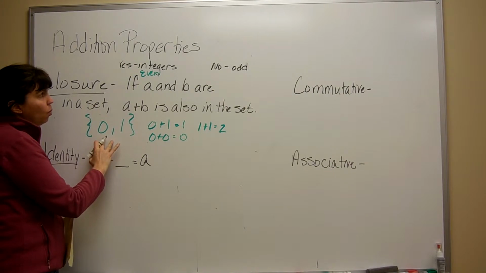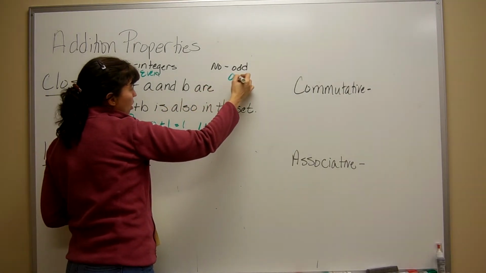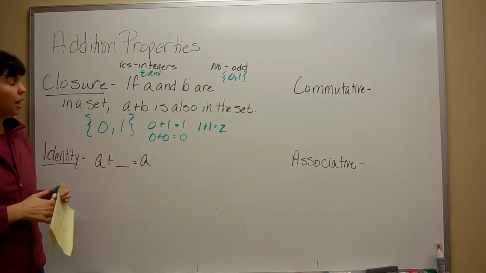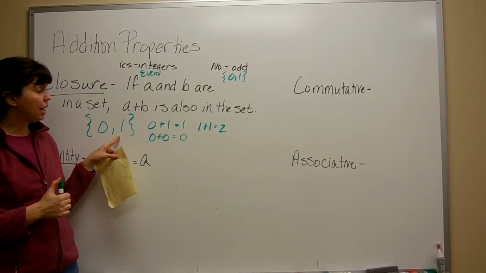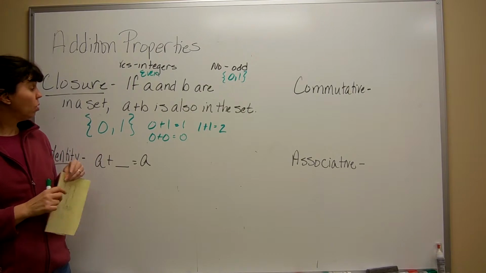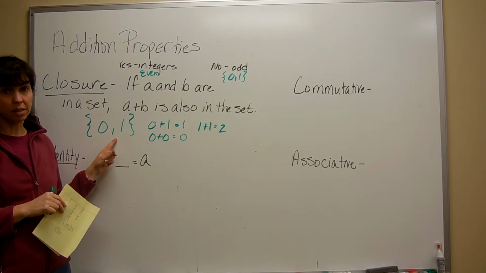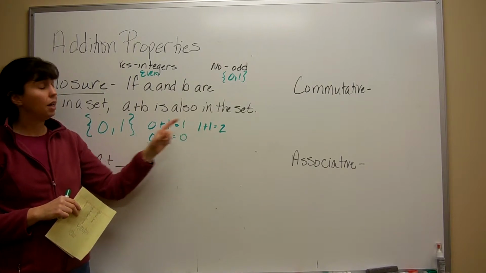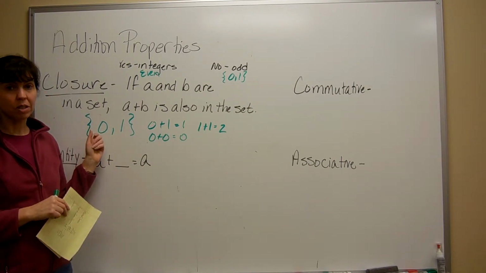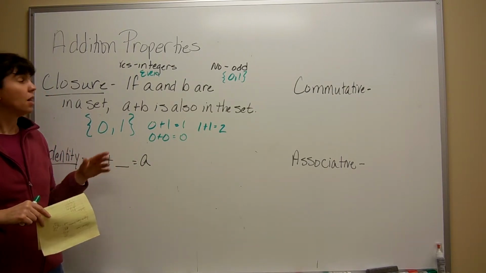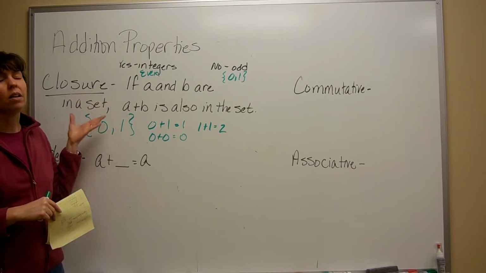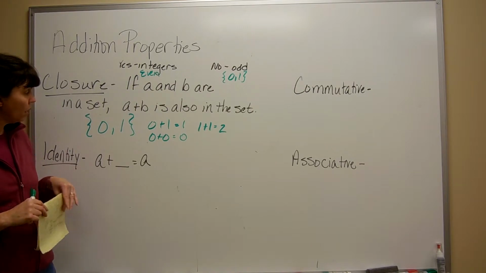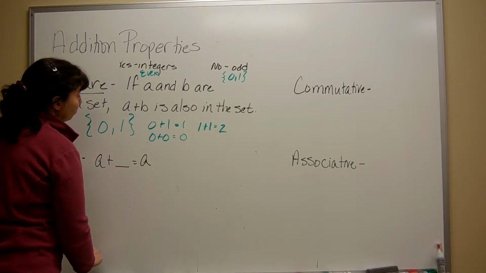So the set {0, 1} would not be closed under addition, because it is possible to take an element of that set and add it and not get an answer in the set. So it's okay that I used the same element twice. That's allowed. But what's not okay is that the answer I got was not in my original set. So that's the idea of closure, is that whatever group you started with, your answer has to be in that group. Okay? All right, so that's closure.